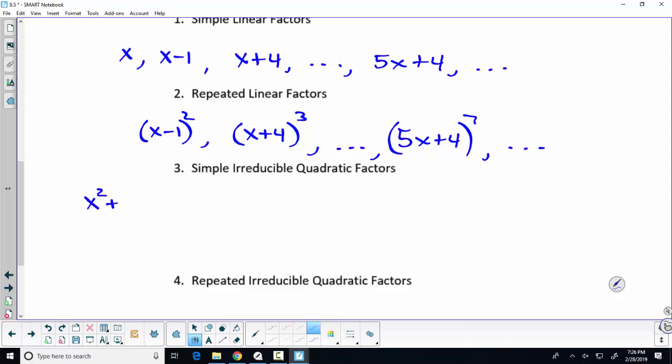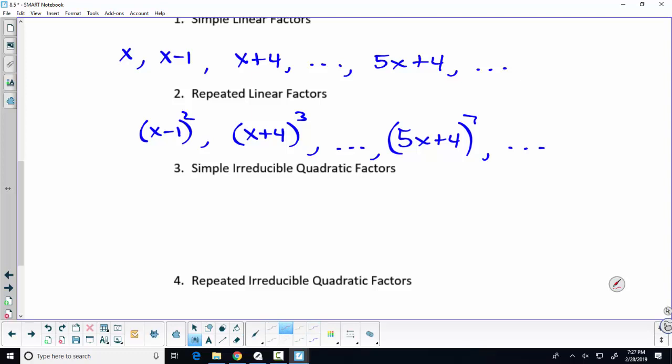Like if I have x squared plus 4x plus 4, sometimes by inspection we can say that factor is like this, right? X squared plus 4x plus 4 is really just (x plus 2) squared. So that would be repeated simple linear. That's not an irreducible quadratic. How do you know if you have an irreducible quadratic? Most of them you can look at and determine that it doesn't factor. The irreducible quadratics do not have real zeros. They have imaginary zeros.